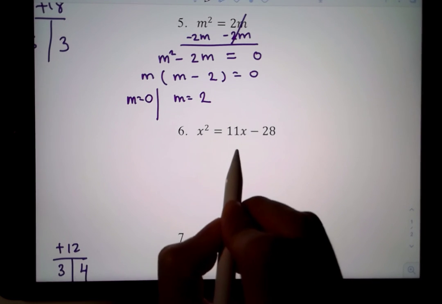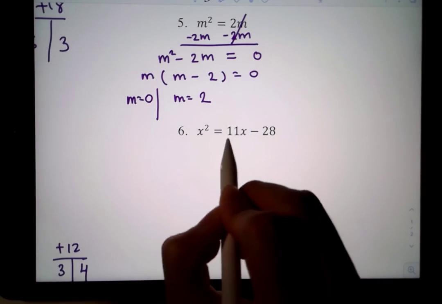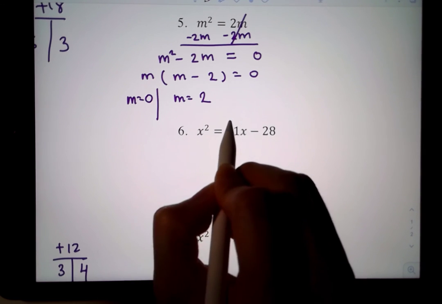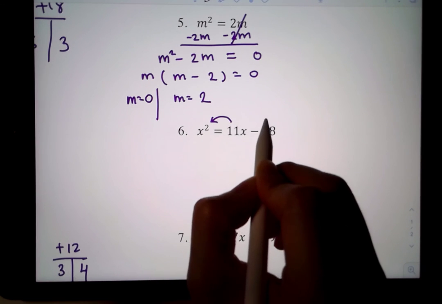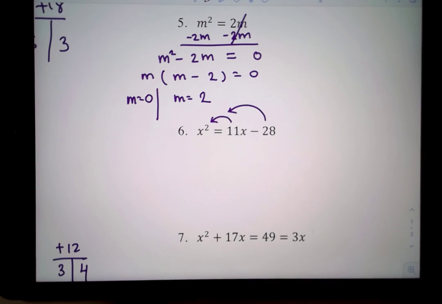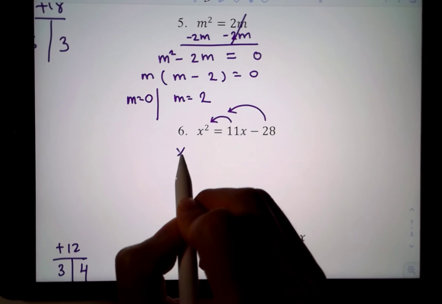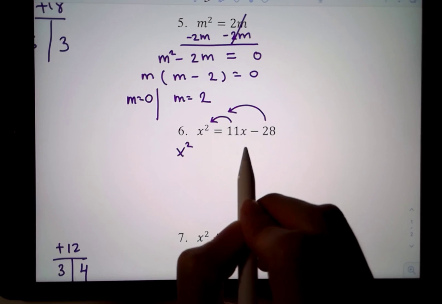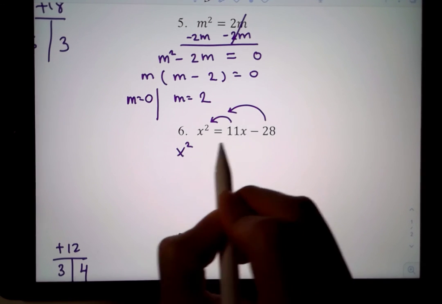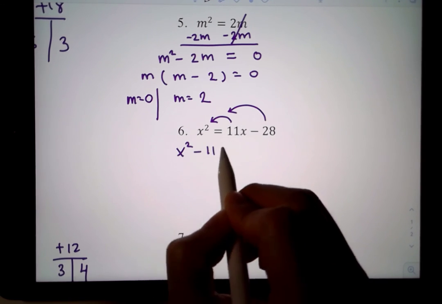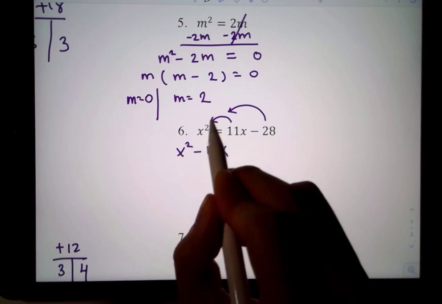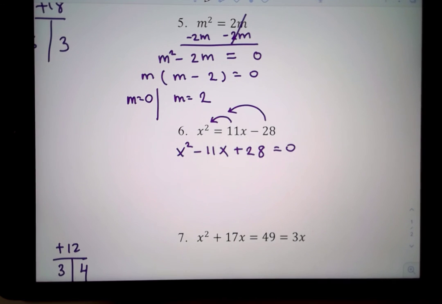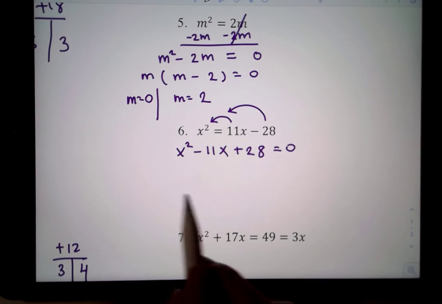Okay, so for that one, what did I say? You don't have 0 on the right side, right? So we need to make it 0. So I'm gonna move that one to the left side. And what happened? When you move a term to the other side, it changes sign. That was positive, right? So when you move it, that turned to negative 11. When you move this one, that turned to plus 28. This is much simpler, right? So you can do that.